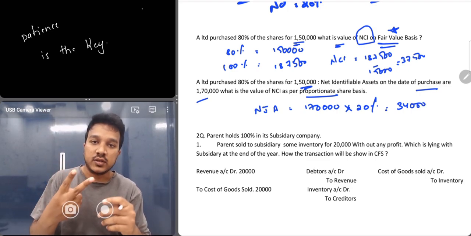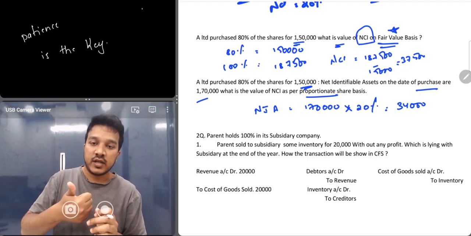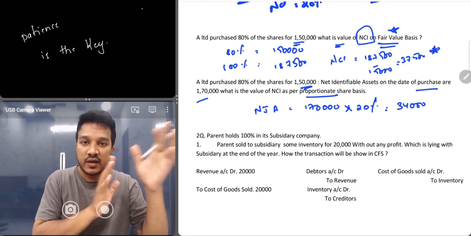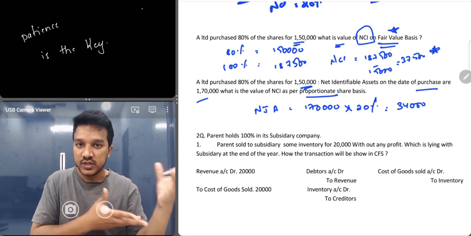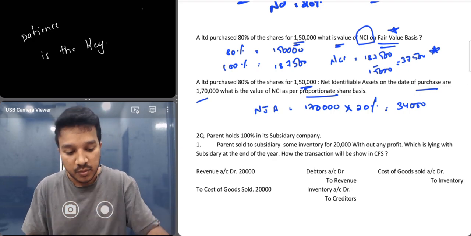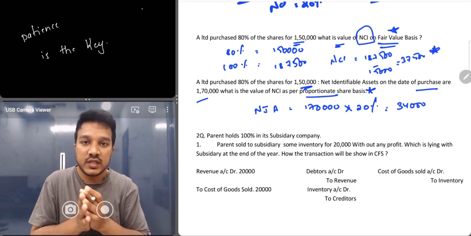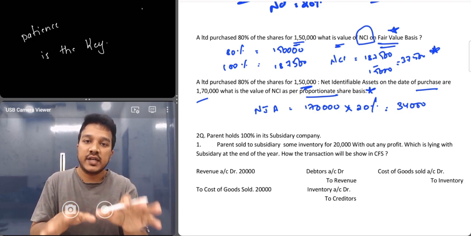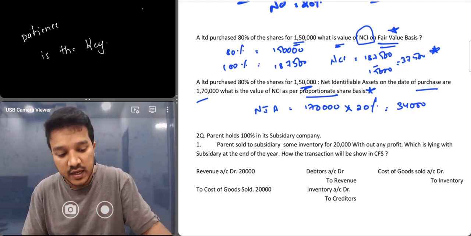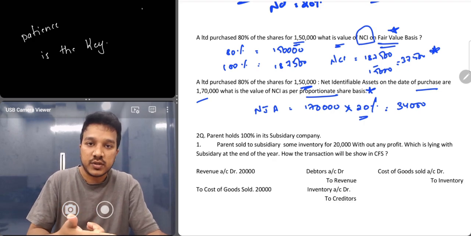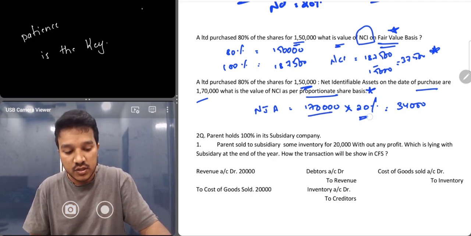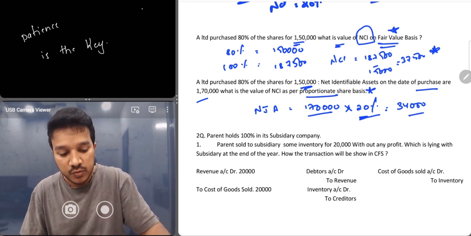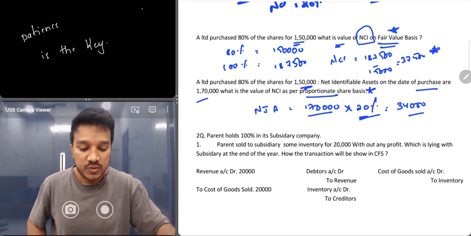See, there are two methods of calculating non-controlling interest. One is the fair value method and the other is the proportionate share basis. For fair value, whatever fair value is given in the question, you will consider that. For the proportionate share basis method, you will see what the net identifiable assets are with the subsidiary, and calculate the non-controlling interest's share in that, which is 20%. So net identifiable assets multiplied by non-controlling interest percentage gives you the value of non-controlling interest via the proportionate share basis method. I hope this point is clear.